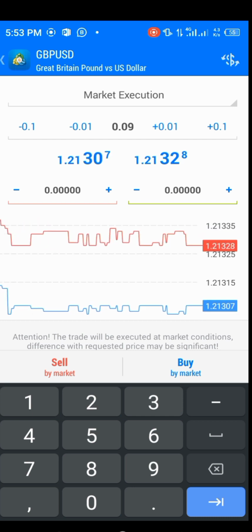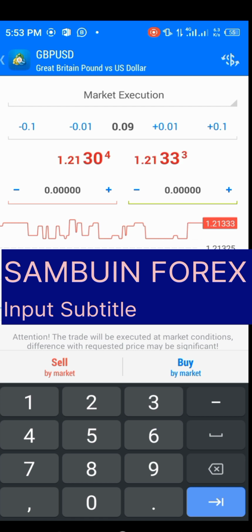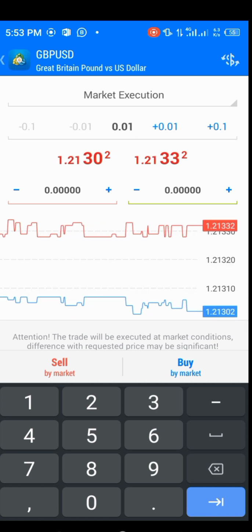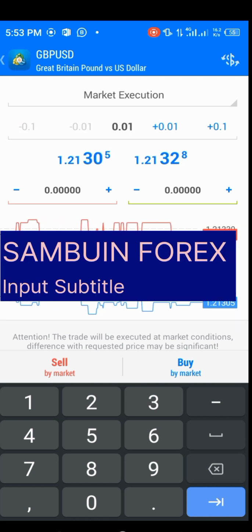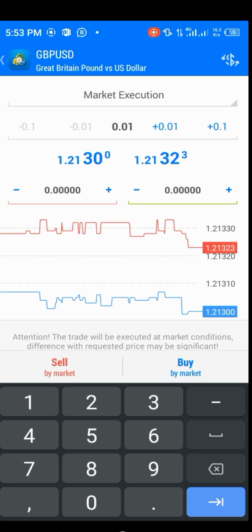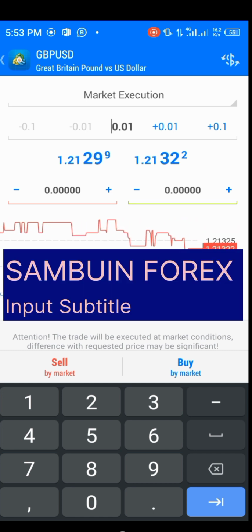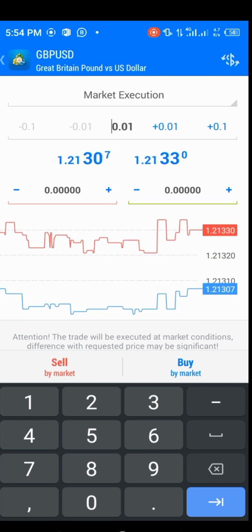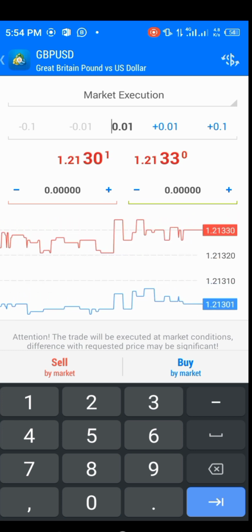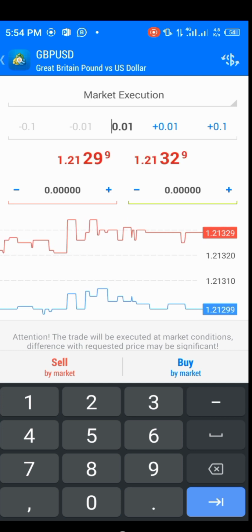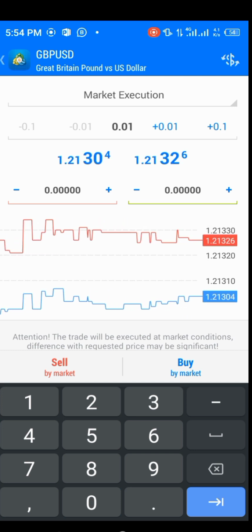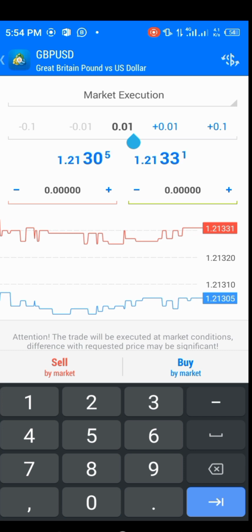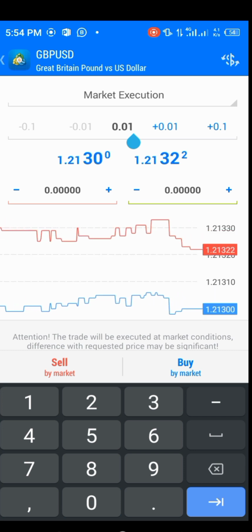So basically, there are 3 main types of lot sizes. We have a standard lot size, we have a micro lot size, and we have a mini lot size. So generally, a mini lot size is a lot size of 0.01. I hope you understand. So any lot size that ranges from 0.01 to 0.09 is what is referred to as a mini lot size.